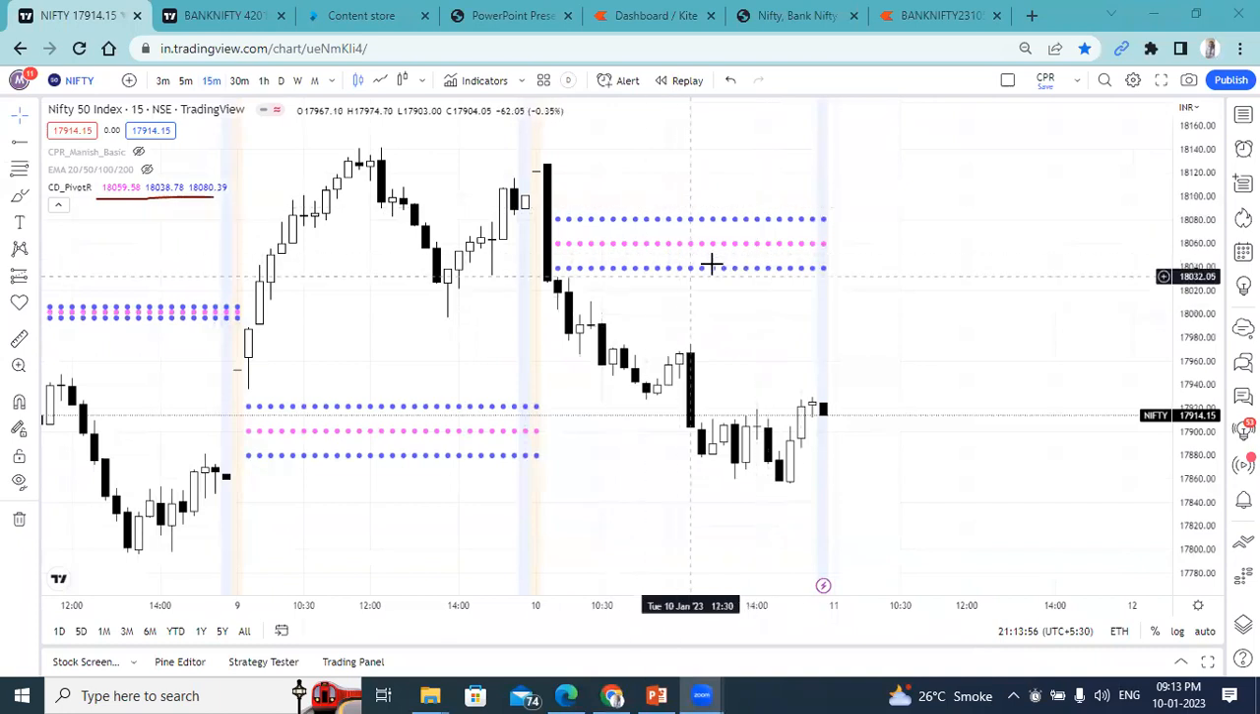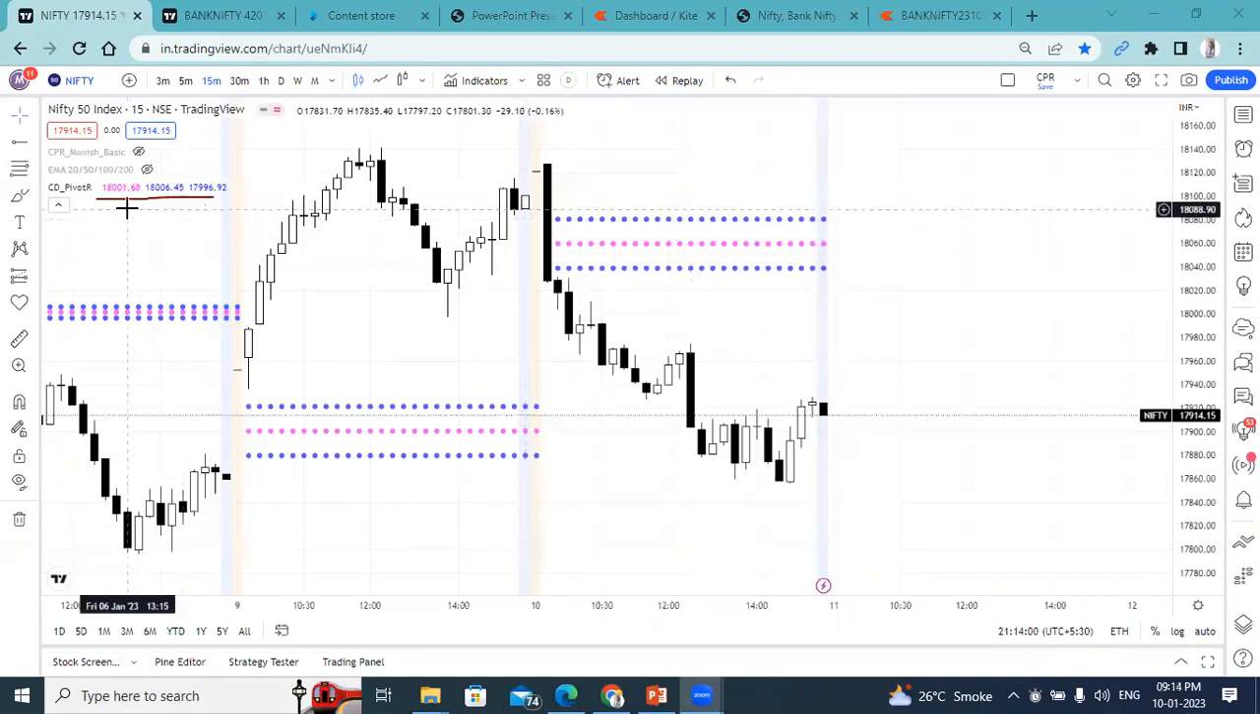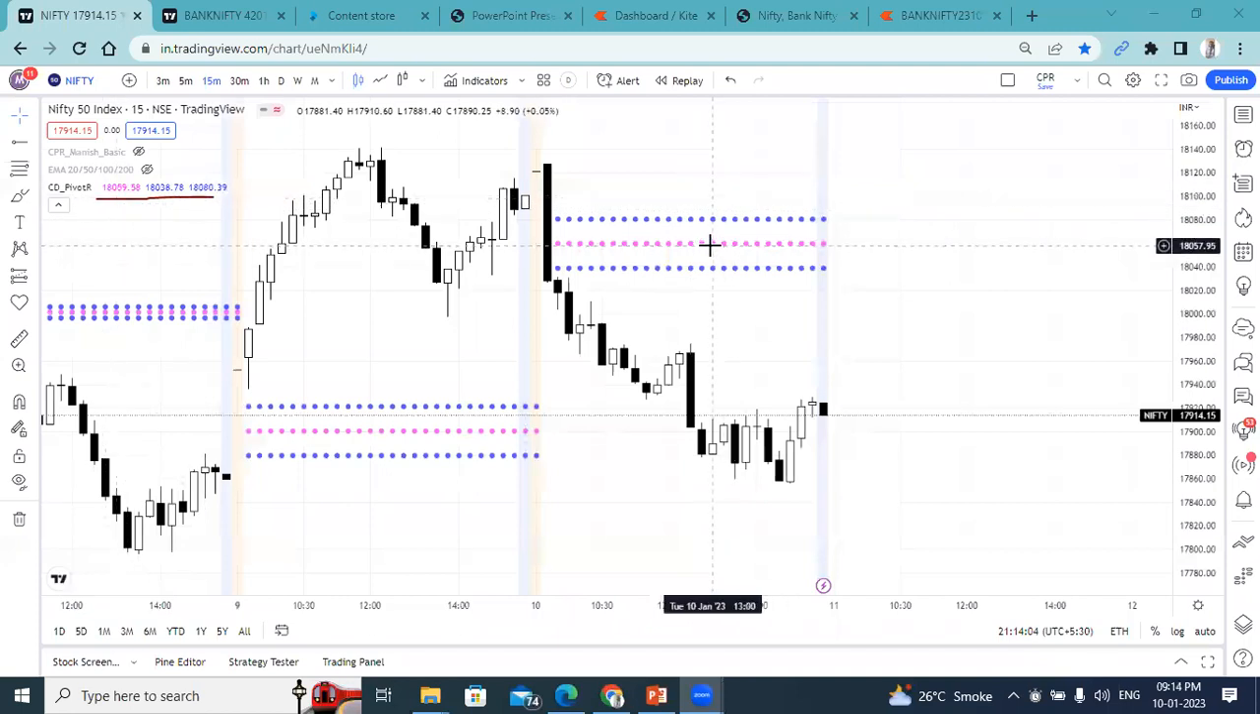So these are the dotted lines. Can you see the line in the middle is in pink color? And the very first value here, you can see, is also written in pink color. So that value is for the pivot. The first value I can read is 18,059.